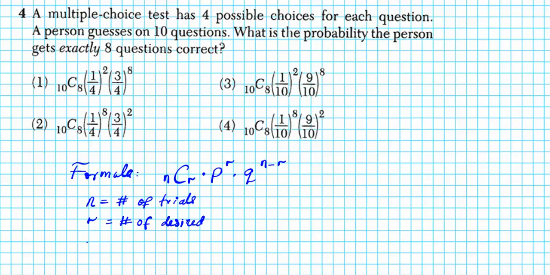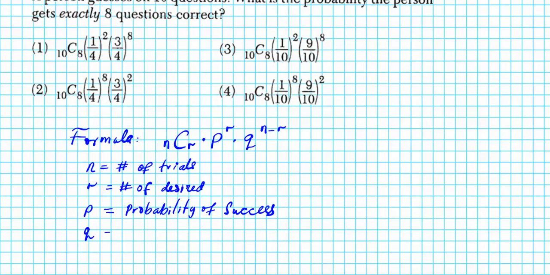Okay, and then p is the probability that that desired outcome will happen. So that is the probability of success. All right. And then the q piece, it can also be written as 1 minus p, and that is the probability of failure. Remember, the probability of success plus the probability of failure always equals 1, okay? All right, so this is what the different components mean. So we have to be really careful here when labeling our components so we don't get anything confused, okay?